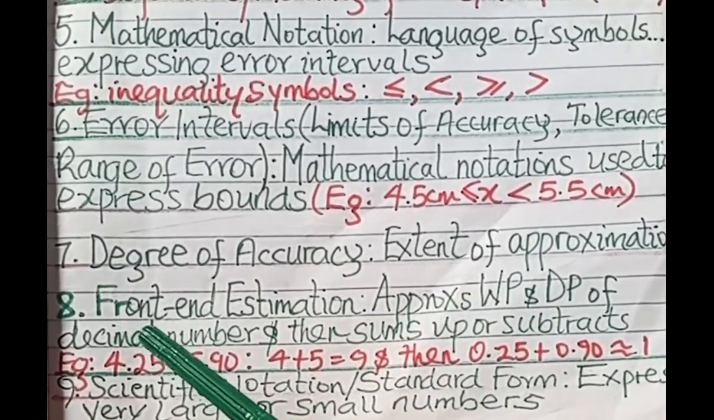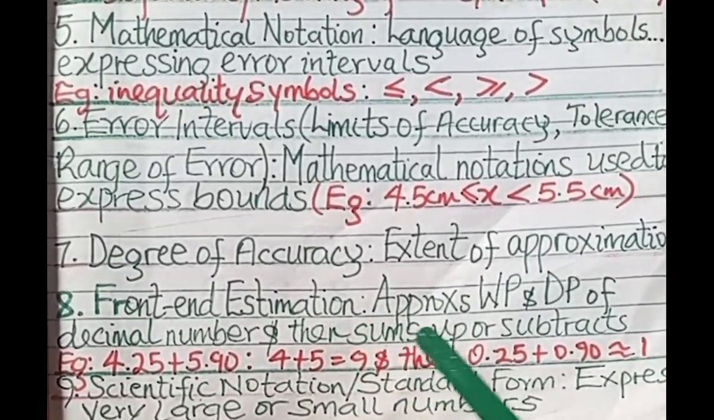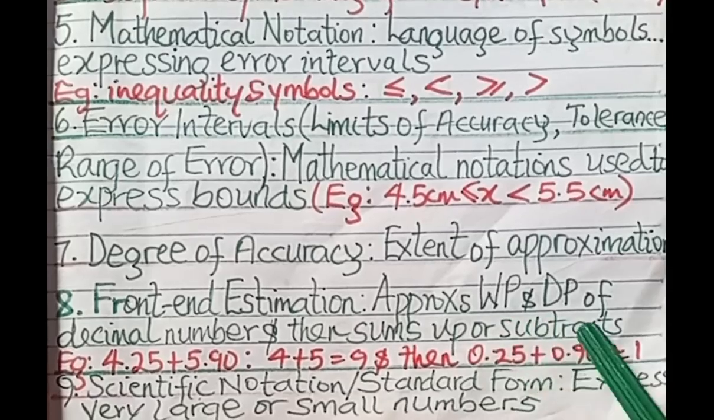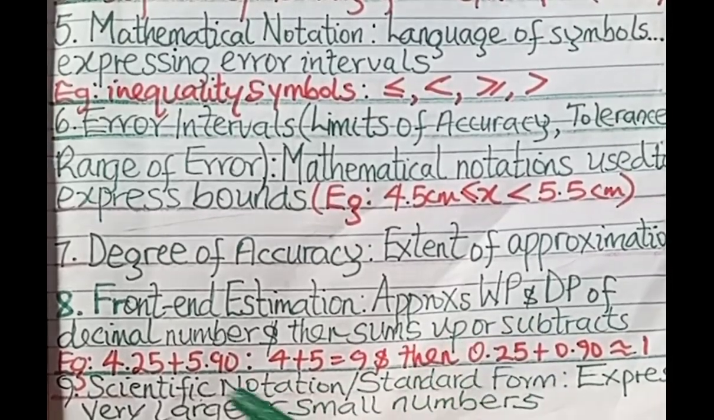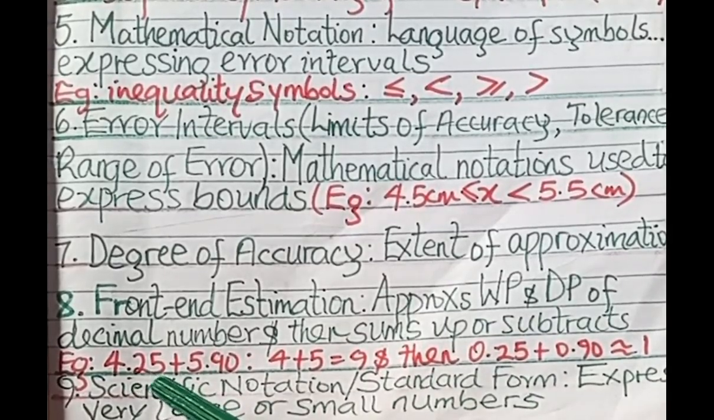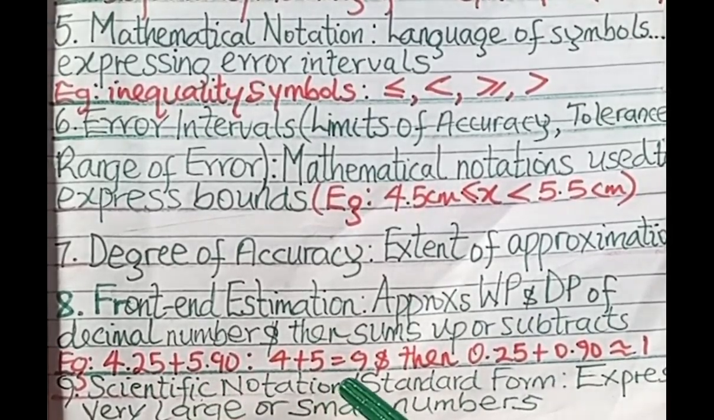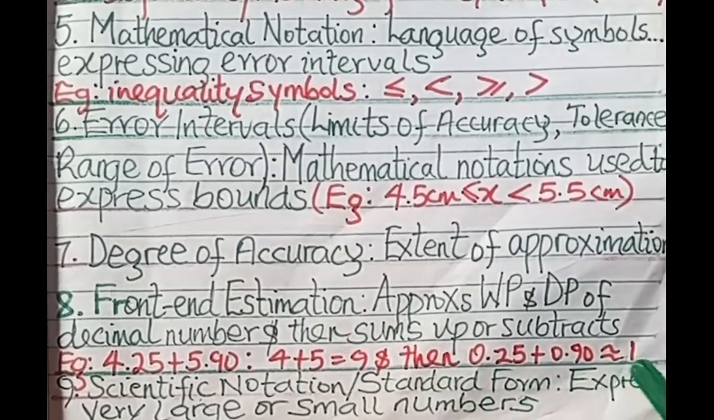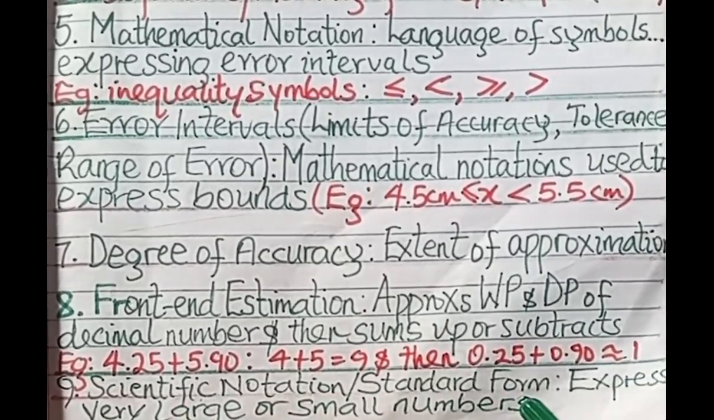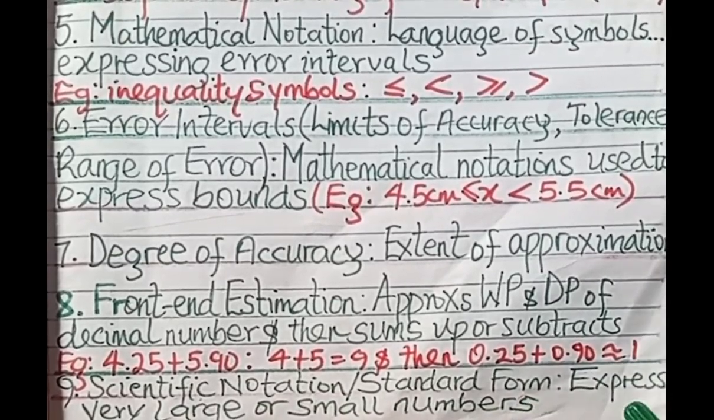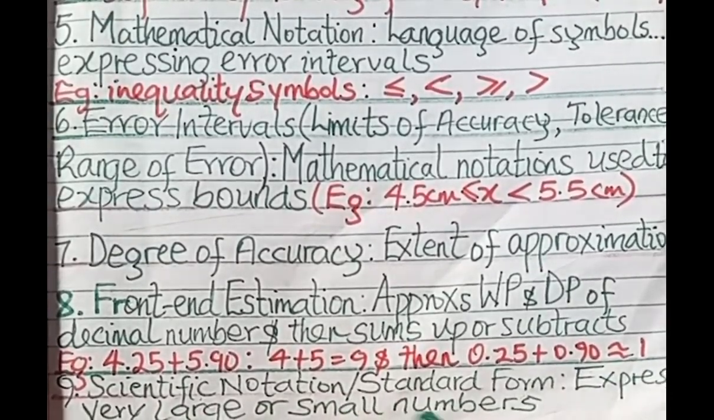And we have front-end estimation, that's approximating the whole part and decimal part of a decimal number and then summing your values up. A good example is 4.25 plus 5.90. You approximate the whole part and decimal part, and you can sum up. And lastly, we have scientific notation or standard form, which can be used to express very large or small numbers.